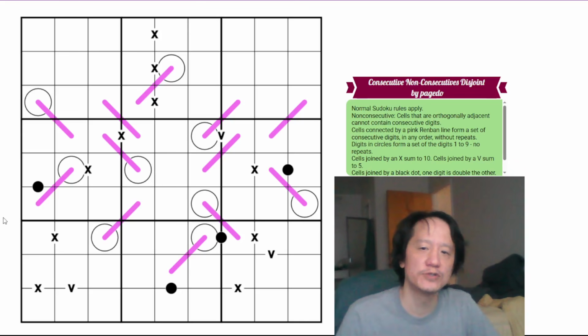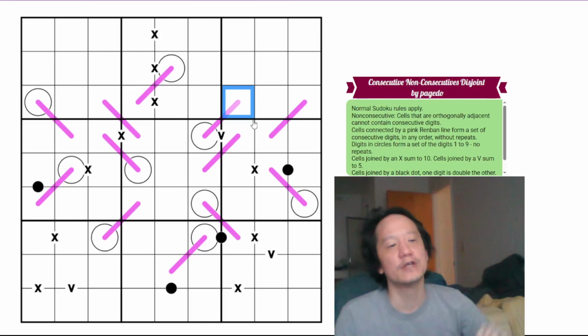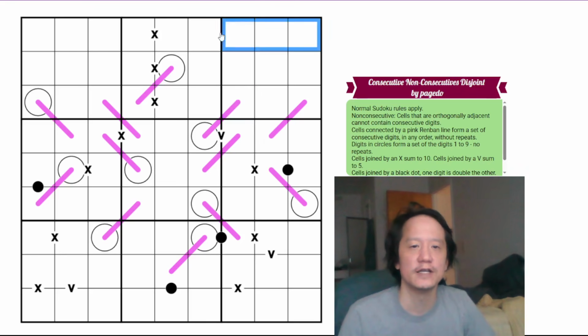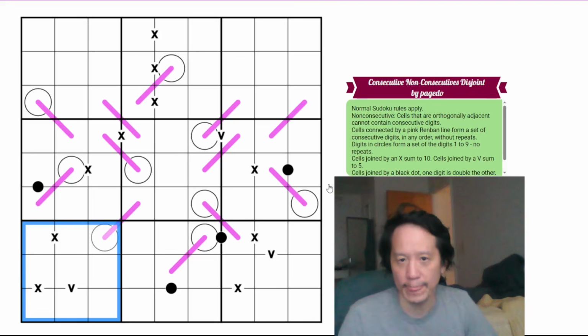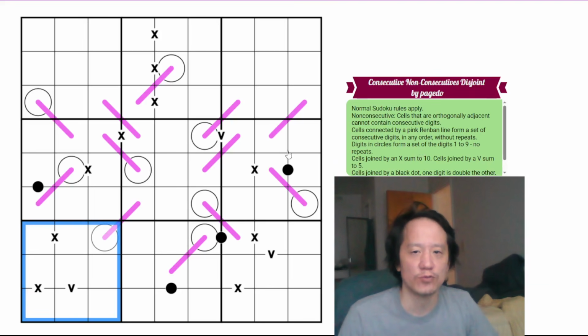Normal Sudoku rules apply, which means in every cell in the grid, place a single digit from 1 through 9 such that there are no repeats in any row, column, or designated 9-cell region, which is a box. We have a non-consecutive rule set, where cells that are orthogonally adjacent cannot contain consecutive digits. And what orthogonally adjacent means is that they share an edge. So these cells are orthogonally adjacent. These cells are not. They are diagonally adjacent.